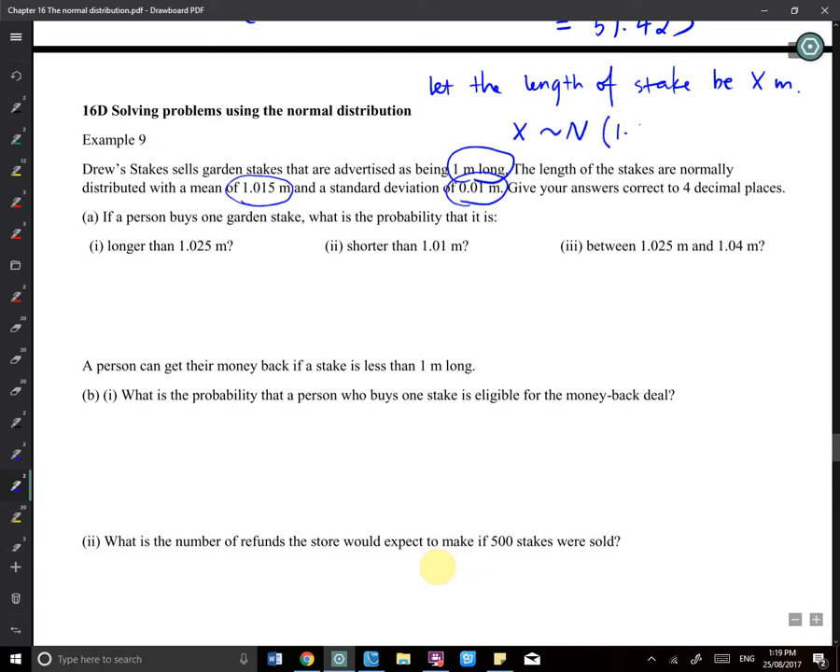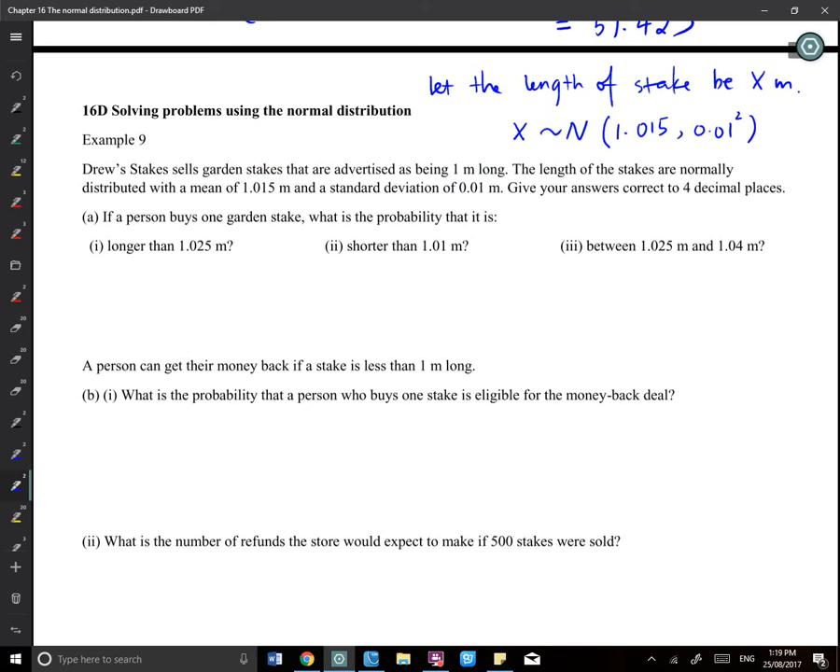So let the length of stakes be x meters, and x will be normally distributed, N(1.015, 0.01 squared). That's the normal distribution, that's what has been given. Give your answers correct to 4 decimal places. If a person buys 1 garden stake, what is the probability that it's longer than 1.025? So it is the probability of x greater than 1.025.